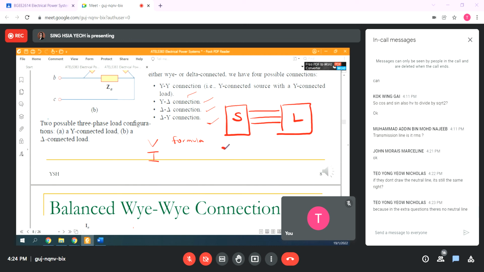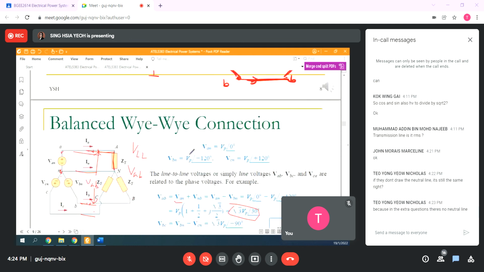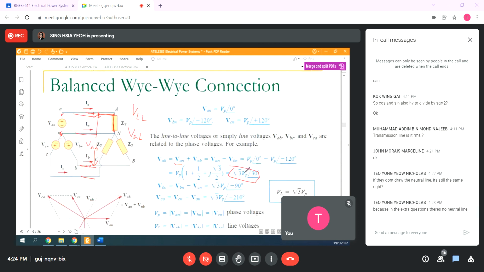For example, point A and point B: A point here, B point here, and here also A point, this one also B point. Then they link together, and you drag like this. Oh, so they are the same point. Understand? They are the same point. It means the voltage here and the voltage here are the same, so you no need to use a formula to convert. You only have one formula to convert for voltage: VAB equals √3 VP, where VP is VAN, angle 30 degrees.